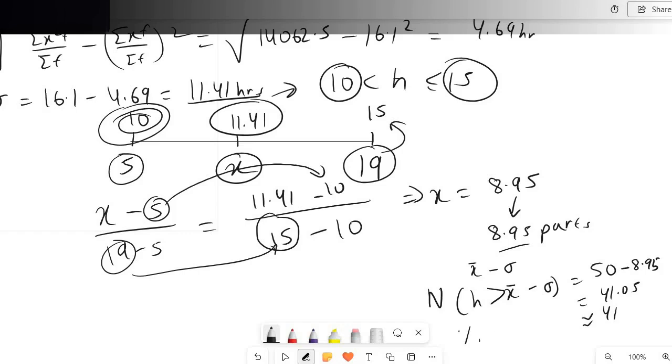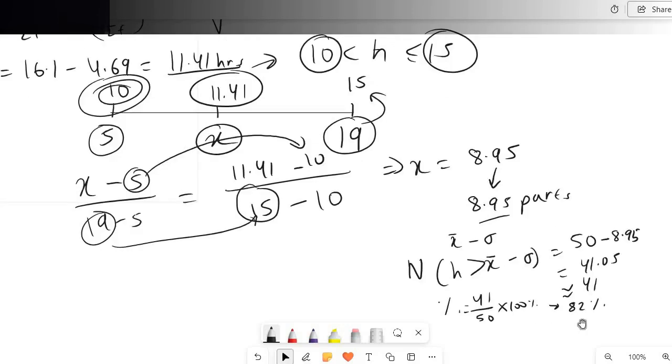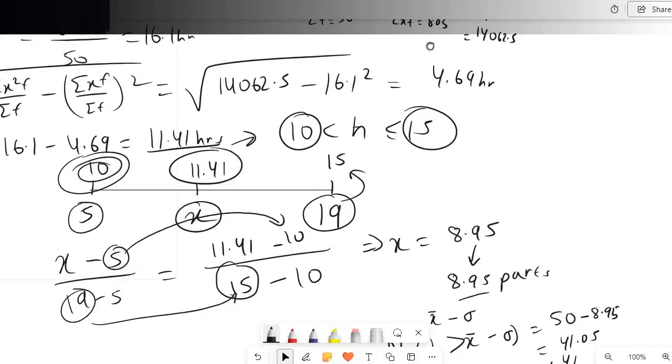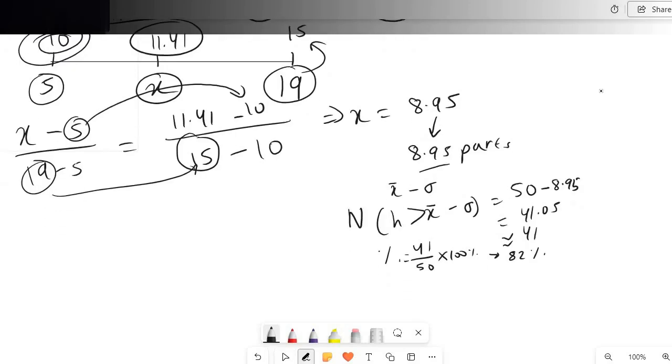So the percentage is going to be 41 divided by the total number times 100%, and this gives us a value of 82%. But because the manufacturer said that 90% of the parts tested lasted longer than 1 standard deviation below the mean, this means that the claim is false, because as you have seen, this is actually 82% that lasted longer than 1 standard deviation below the mean. So the claim is not valid or not accurate.